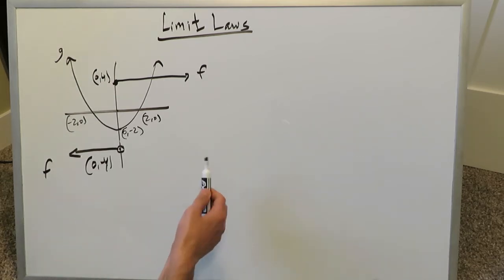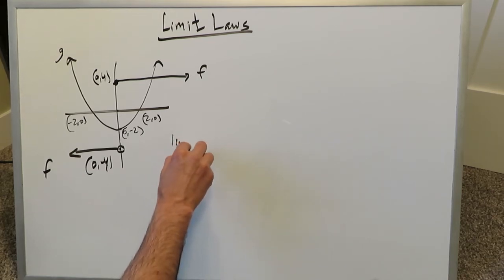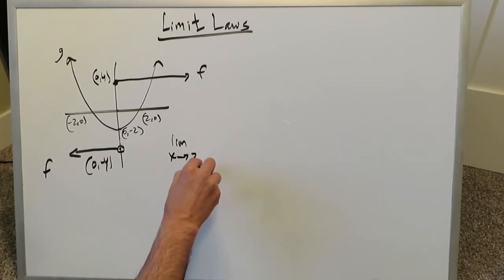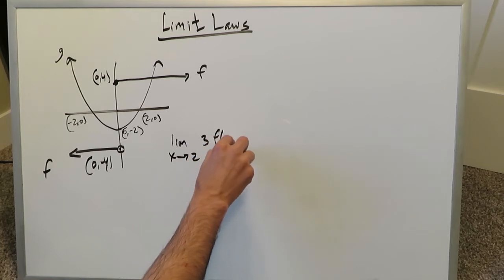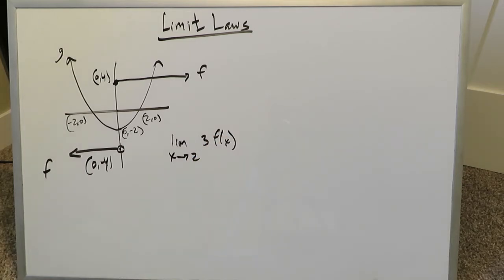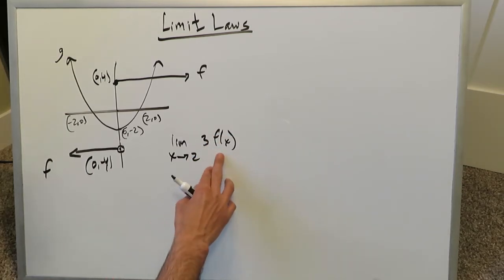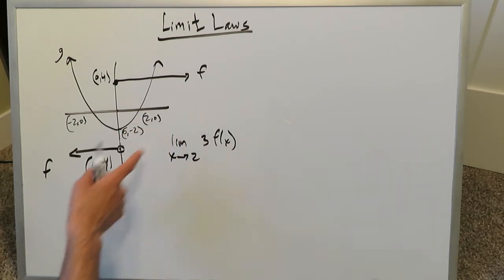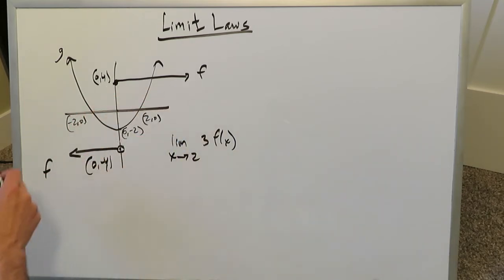If the question over here was stating find the limit as x approaches 2 of 3 f of x, how would you go about answering this? Well, since you only have an f of x established in your question, you only look at the f function curve, which is this horizontal line.